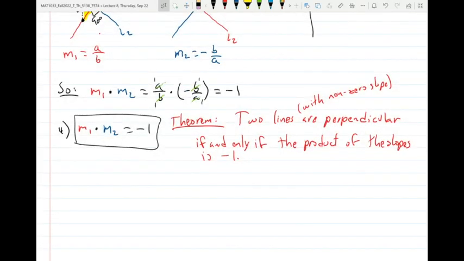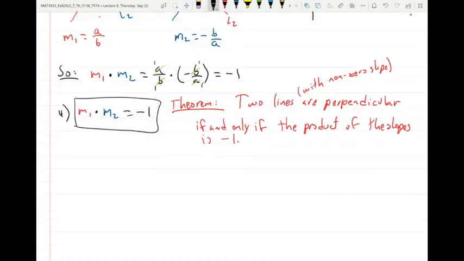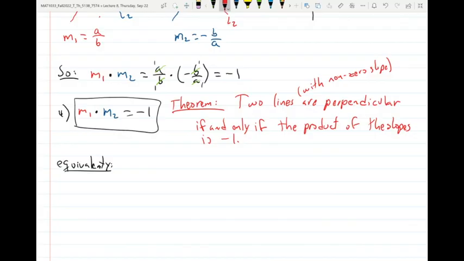Okay, so here is something else that we can say. Equivalently, this is telling me that M1 times M2 is equal to -1, but you can also write that M1 is -1 over M2, right? Just move this guy over here and divide, or the other way around. In other words, the slope of one line is the negative reciprocal of the other one.